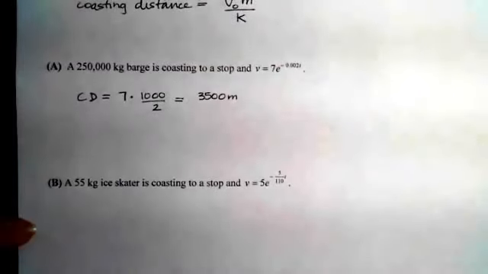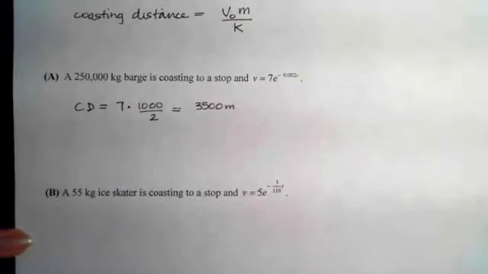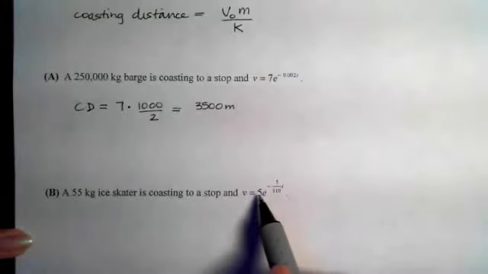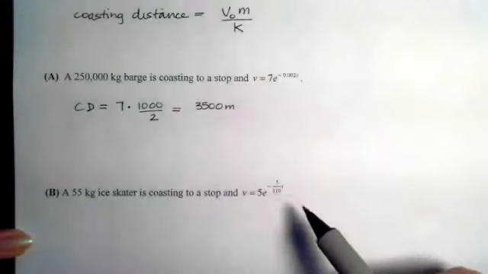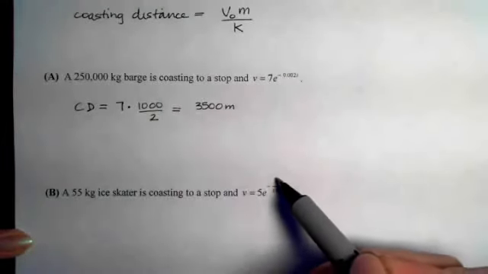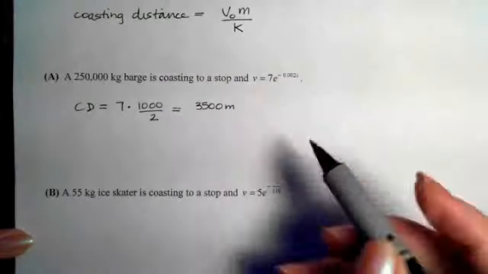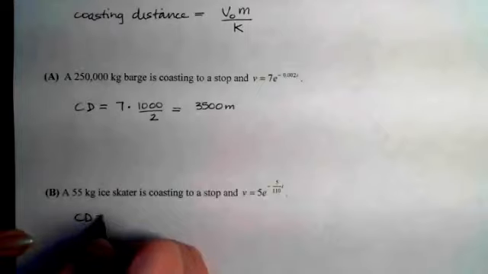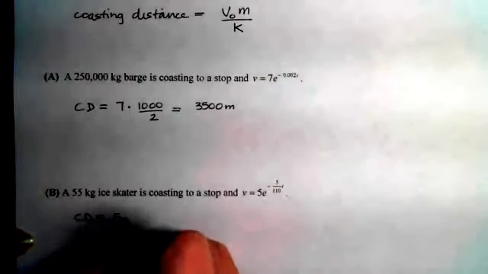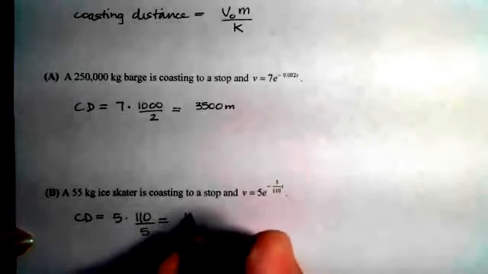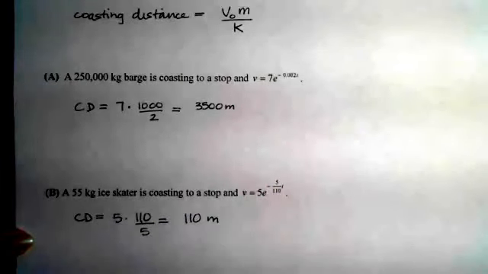By the same token, if we look at part B, we've got the same thing. The v initial is given to me as 5, and my k over m is 5 over 110, so the m over k would be the reciprocal of that, and the coasting distance is 5 times 110 over 5. The 5's cancel, and I get 110 meters.